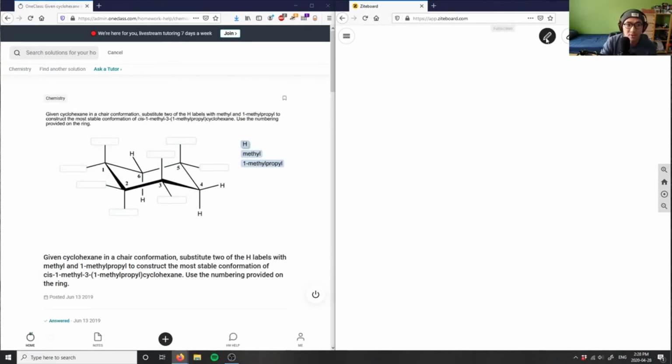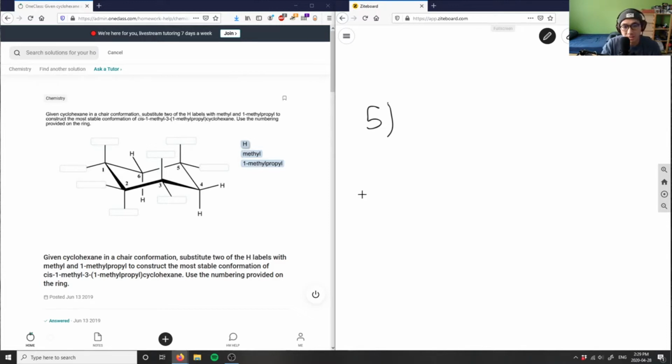Number 5. So I have a cyclohexane in a chair conformation. Substitute 2 of the... I don't know what the question is asking here. Sorry. So it's saying, given a cyclohexane in a chair conformation, substitute 2 of the hydrogen labels with methyl and 1-methyl-propyl to construct the most stable conformation of cis 1-methyl-3 1-methyl-propyl cyclohexane. Use the number provided on the ring.